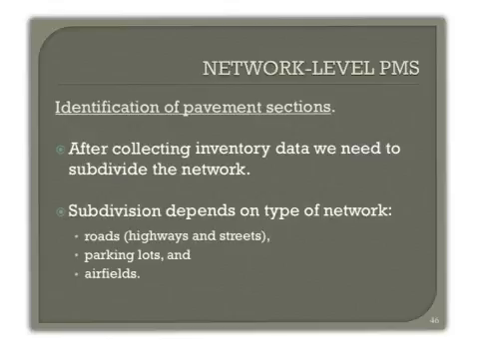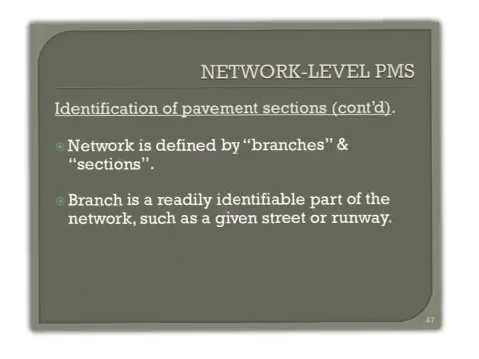So once we're done with the inventory data, now I need to identify the pavement sections. After we collect all the inventory, how can we subdivide the network? Again, the network will consist, for example, of the city of Tyler, with lots of streets, and we can't treat it as one single unit. We have to subdivide that network. The subdivision really depends on the type of the network, either roads, including highways and streets, or parking lots, or airfields.